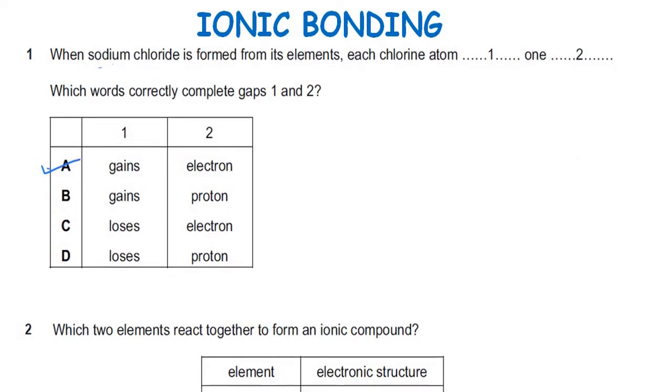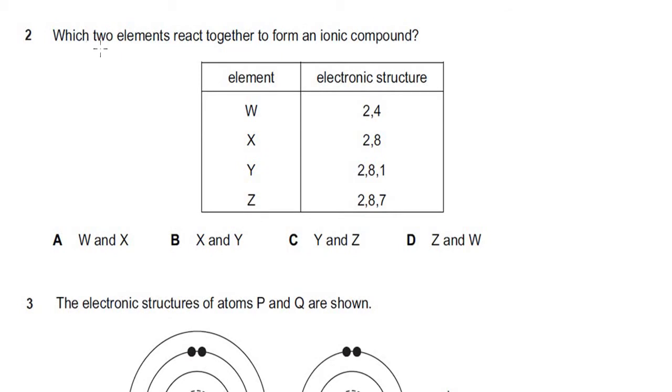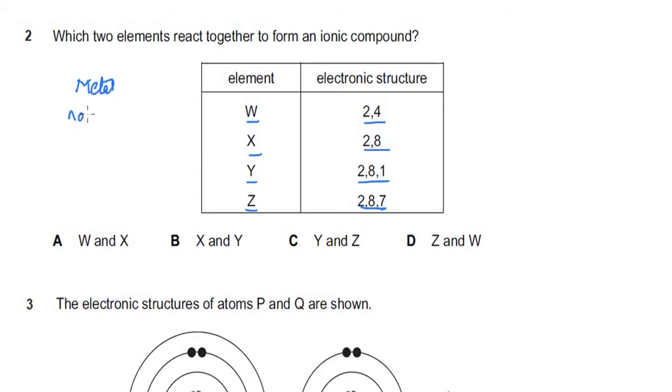Now let's move to the second question, which is again an MCQ. It says, which two elements react together to form an ionic compound? Now here some options are given, where element W has an electronic configuration of 2, 4, element X has 2, 8, element Y has 2, 8, 1, and Z has 2, 8, 7. Now as we know, ionic compounds are formed from a metal element and a non-metal element. We also know that metal elements have just 1, 2 or 3 electrons in their outer shell, and non-metals have 5, 6 or 7 electrons in the outer shell, so that they can gain electrons and the metal atoms can lose these electrons.